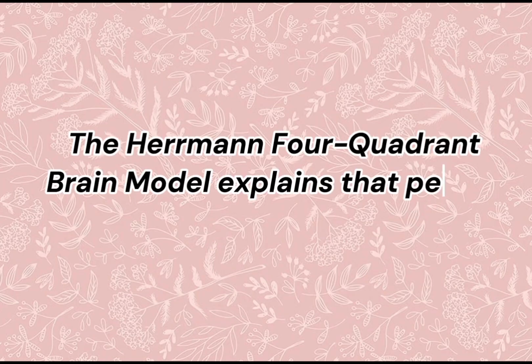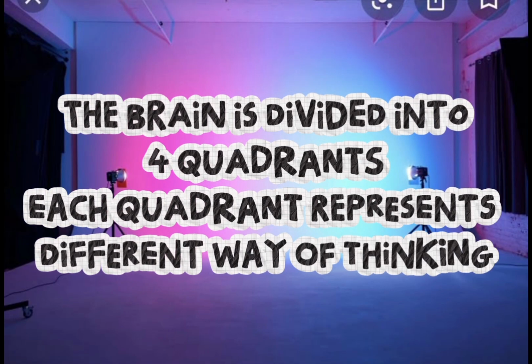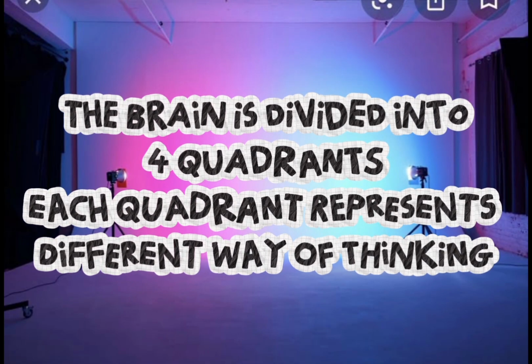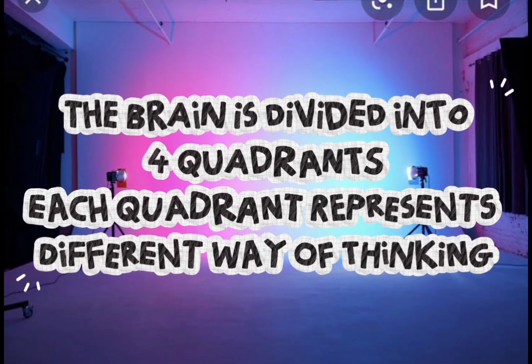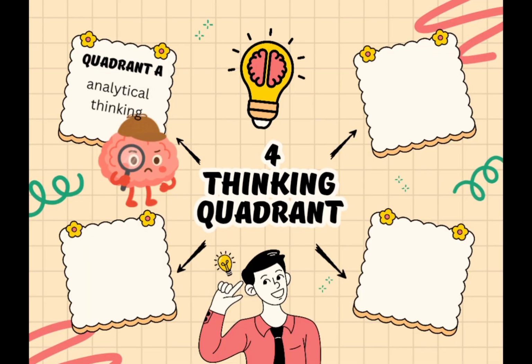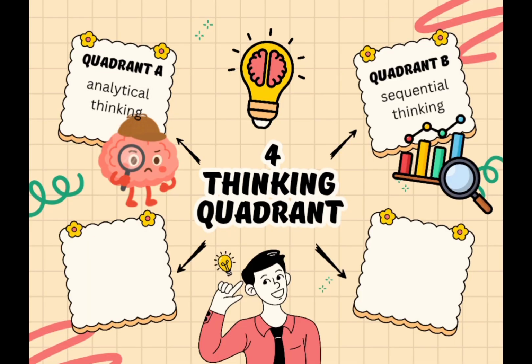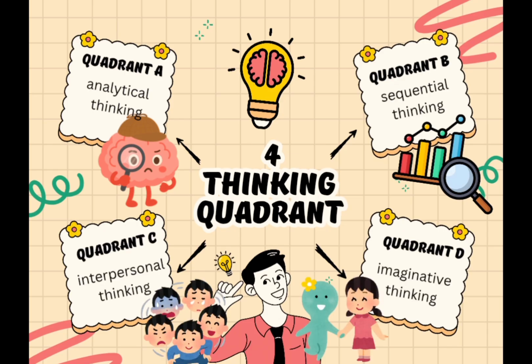The Herman 4 quadrant brain model explains that people have different thinking preferences. The brain is divided into 4 quadrants. Each quadrant represents a different way of thinking. First of all, quadrant A, quadrant B, quadrant C, and lastly quadrant D.